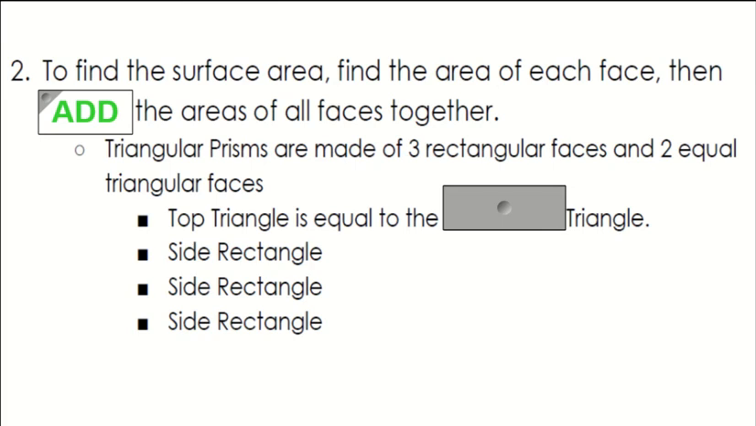The only thing that can kind of help you out is this one says the top triangle is equal to the bottom triangle. The 2 triangles are equal, okay? It kind of depends on how you turn your triangular prism. It's not necessarily a top and a bottom triangle always. It could be a left and a right triangle, right? Or a front and a back. It just depends on how it's turned. But the 2 triangles are equal, and then we got 3 side rectangles. It's really not super bad, though.